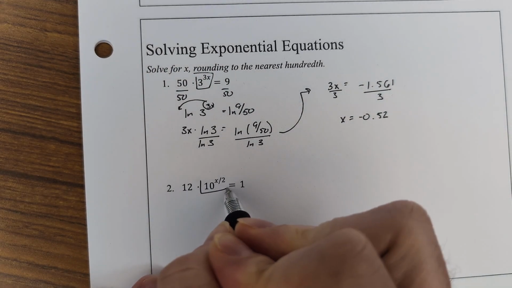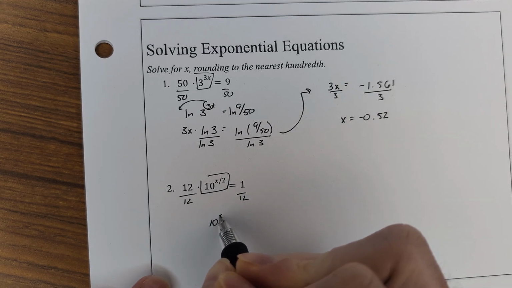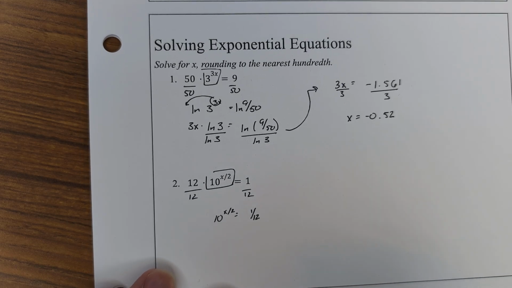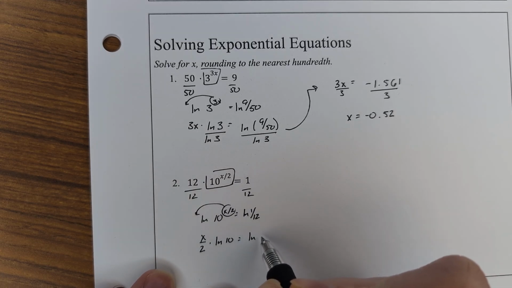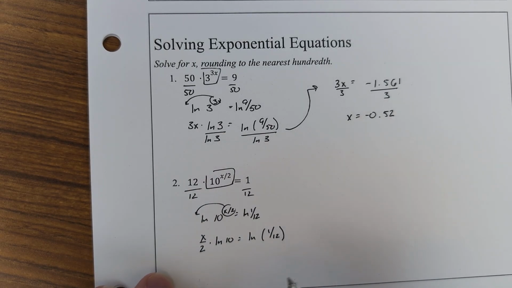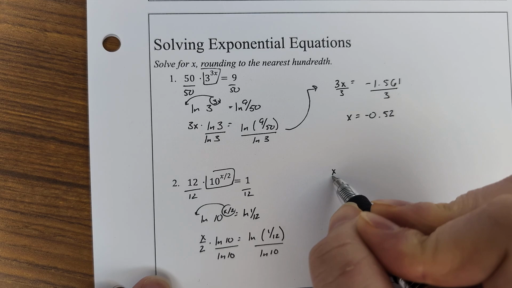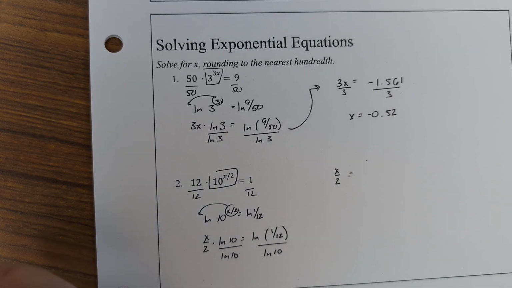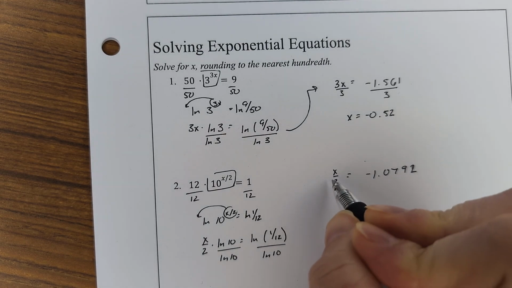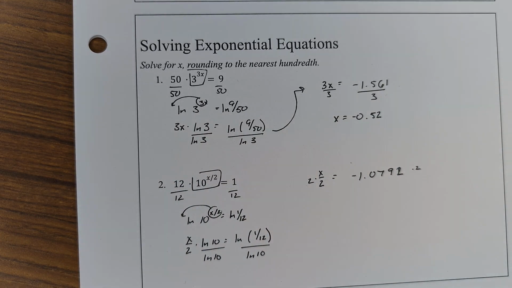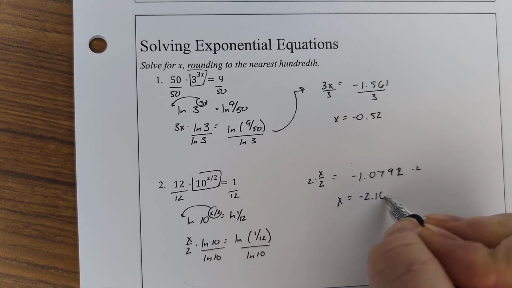Okay, so for number 2, we need to get that by itself, so divide both sides by 12. Now the thing that has the exponent is by itself, so we're going to ln both sides, which lets us pull our exponent out front. Then we're going to divide both sides by the log that's on the same side as the x to move it across. So we'll have x over 2 is equal to, that's a calculator problem, ln 1/12 divided by ln 10. So negative 1.0791. Now to get rid of the x over 2, we multiply both sides by 2. So x equals negative 2.16 if I round.